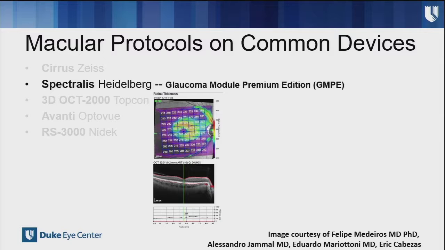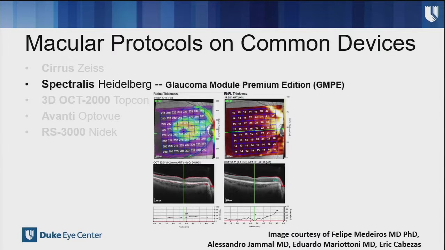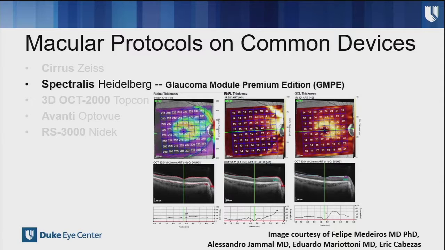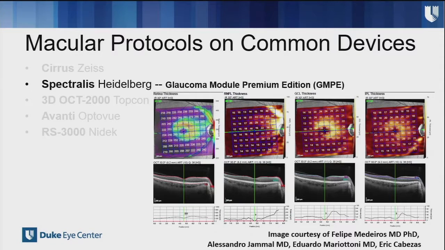And there's the total retinal thickness, the retinal nerve fiber layer thickness, the ganglion cell layer thickness, and the inner plexiform layer thickness.